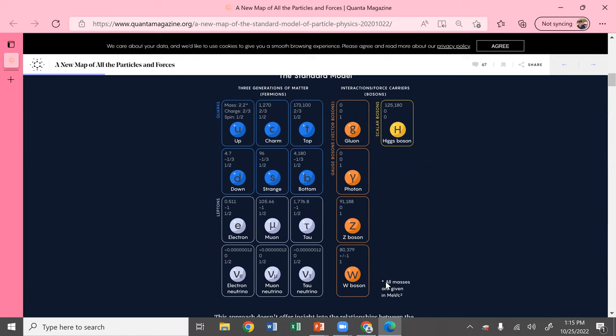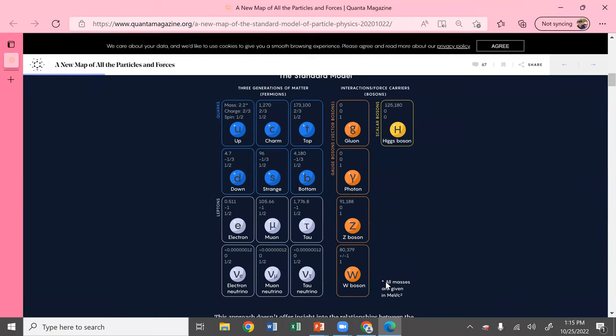This isn't the best way of understanding it, but basically everything on the left-hand side, these are the different types of matter that we have. And everything on this side are what are known as bosons. And those are the different ways that matter can interact with other matter.